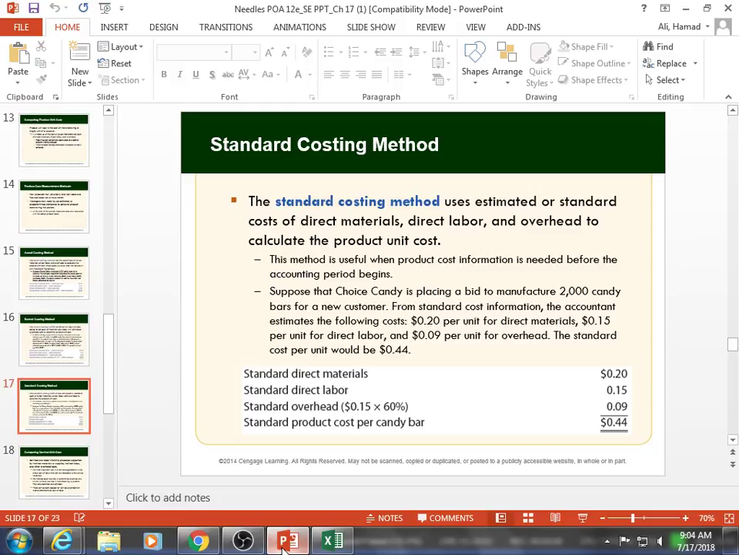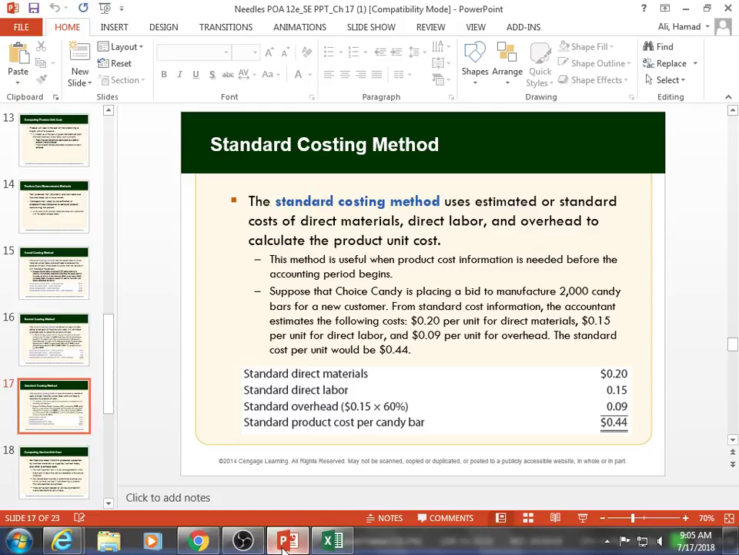So for the actual costing, you have to wait until you find actual costs, actual labor, and actual overhead. That means the product has to be finished first. And that is very impractical, because you need to do your budget, you need to do your costing right now.